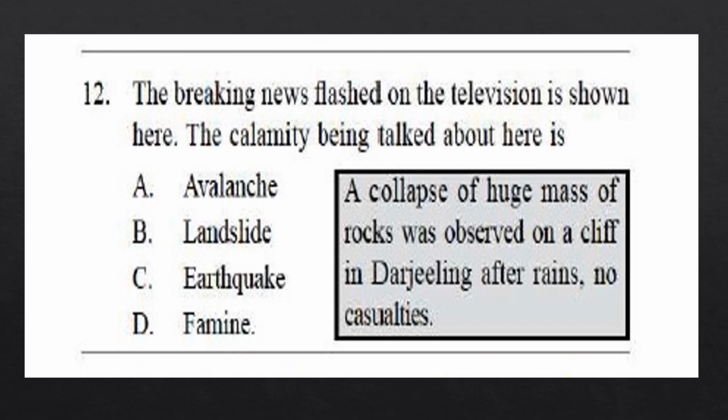Question number 12. The breaking news flashed on the television is shown here. The calamity being talked about here is a collapse of a huge mass of rock observed on a cliff in Darjeeling after rains. No casualties. Option A, avalanche. B, landslide. C, earthquake. D, famine. And the right answer is option B, landslide.